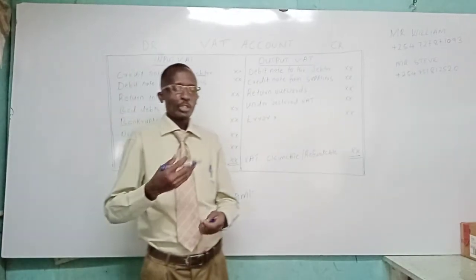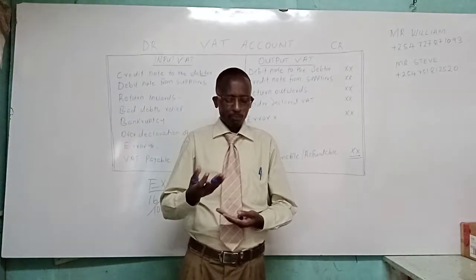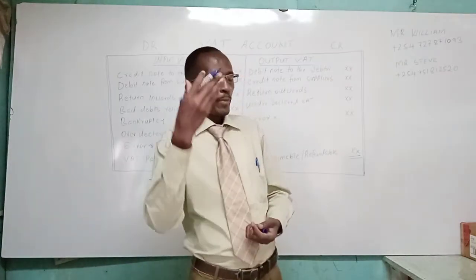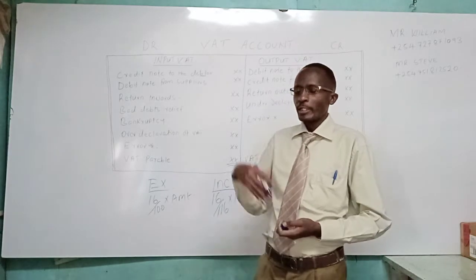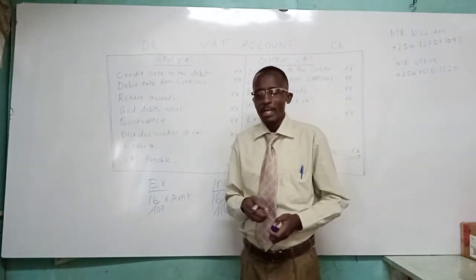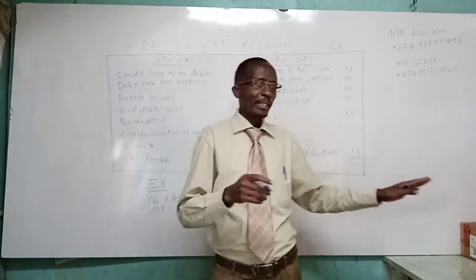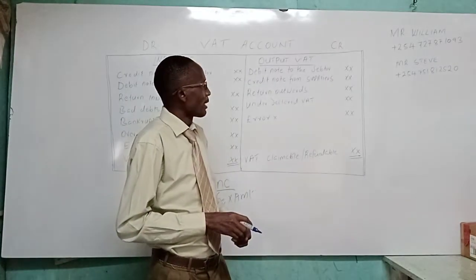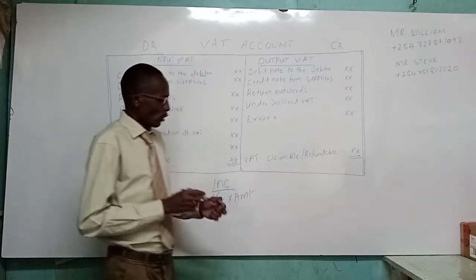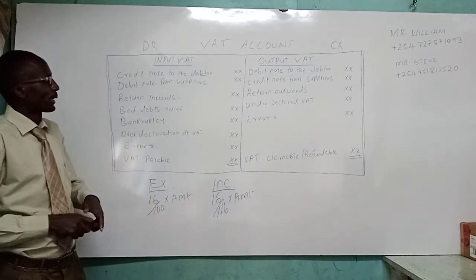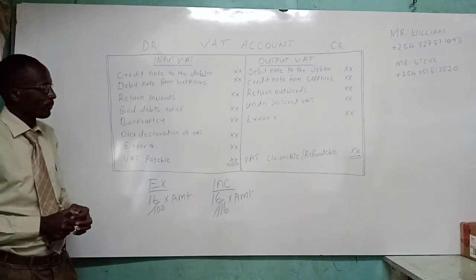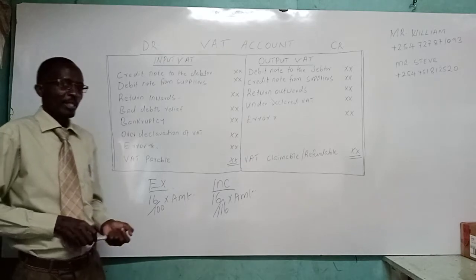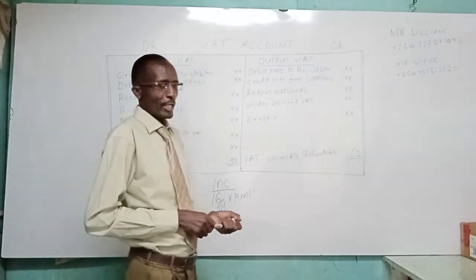Normally, the government will not give you a cash refund. But in the future, if you are to pay tax, the VAT, and in the previous periods you were having a negative figure, it means you will have to pay a lesser figure. So that is how we prepare the VAT account. And that marks the end of our lesson today.